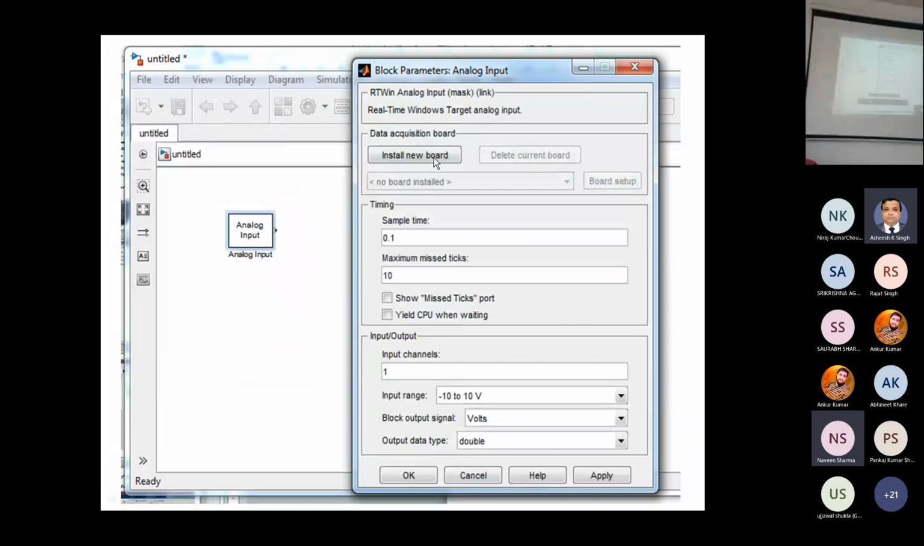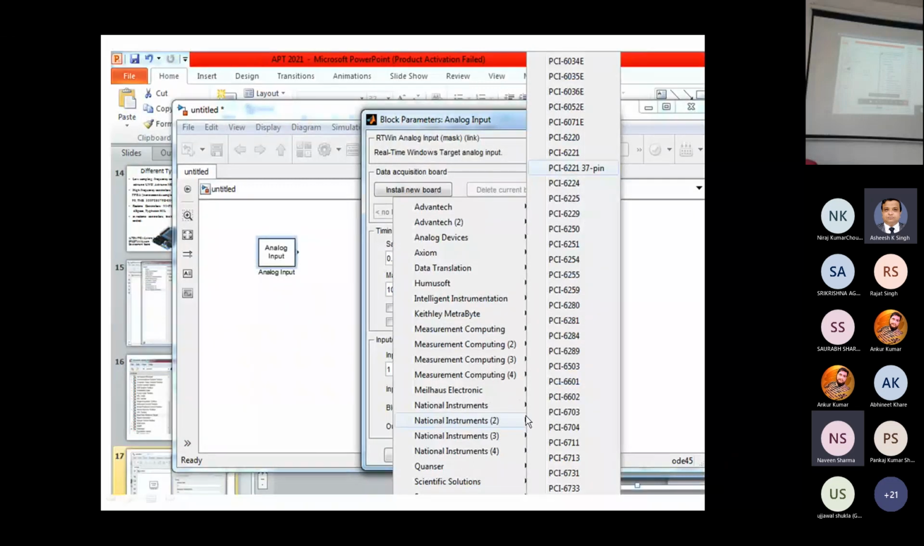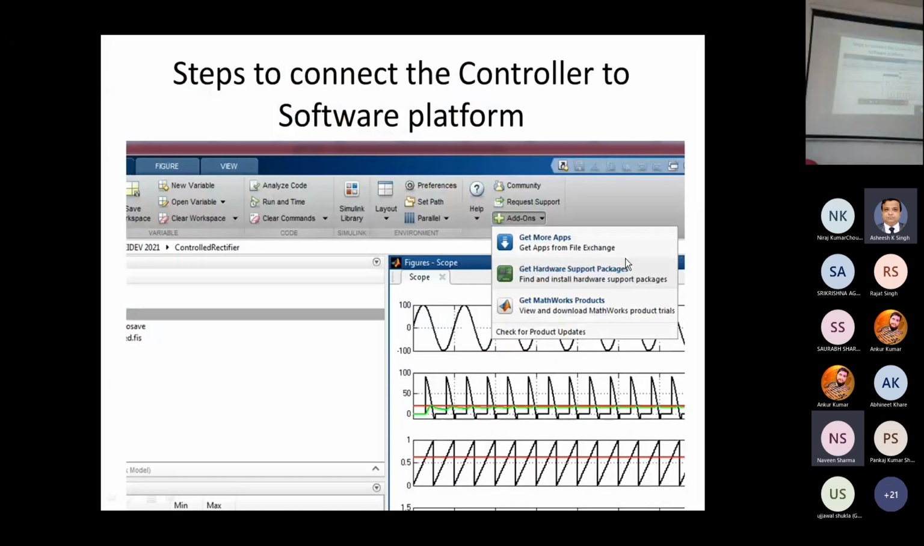And during the installation of new boards, we have different controllers available for which MATLAB is already designed. Generally, MATLAB can perform the coding and controller development for all the controllers. So here we can see that for any controller we have, we first want to get the add-ons for that, and get the hardware support package. And when we get the hardware support package, we have the available library for that controller.